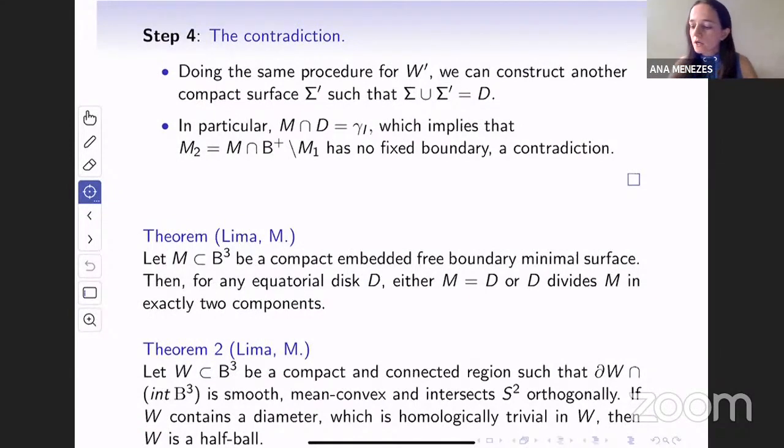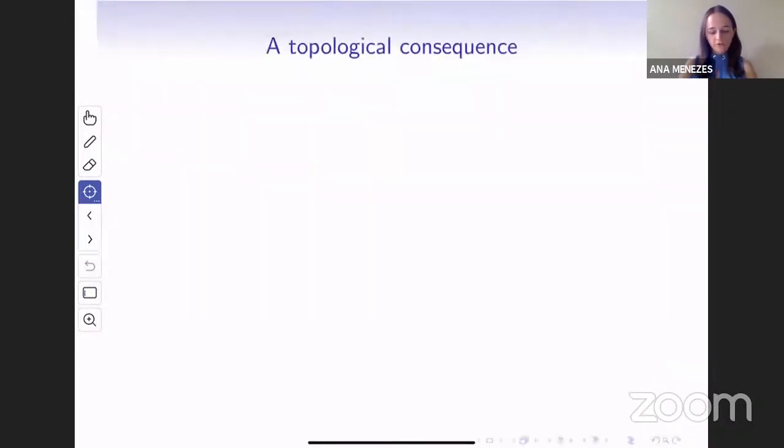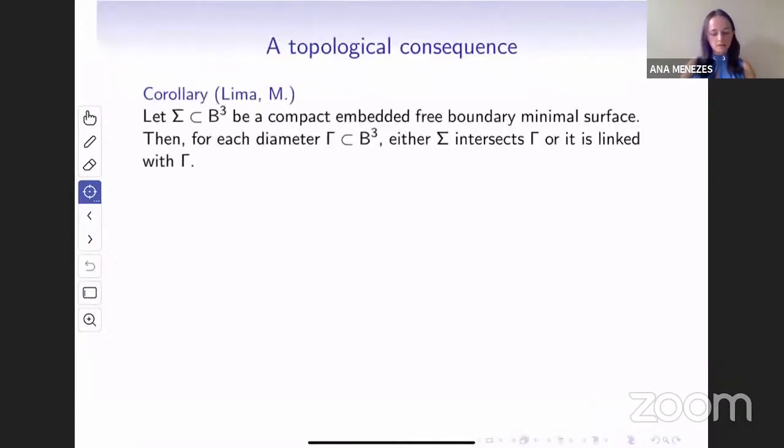Okay, good. Now, in the last couple of minutes, I would like to talk about some applications of this two-piece result. First, we have a topological application. This is the analog of a result by Solomon in S3. It says that if you have sigma, a compact embedded free boundary minimal surface, and you have gamma, a diameter in the ball, then we prove that either they intersect each other or they are linked.